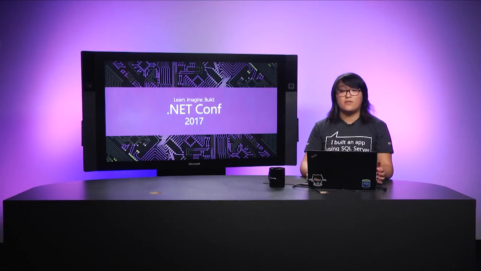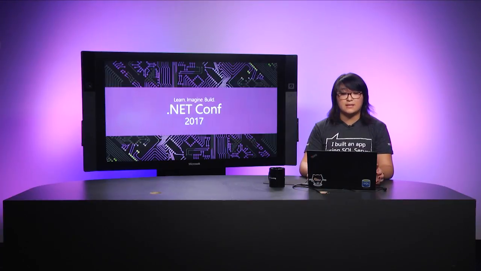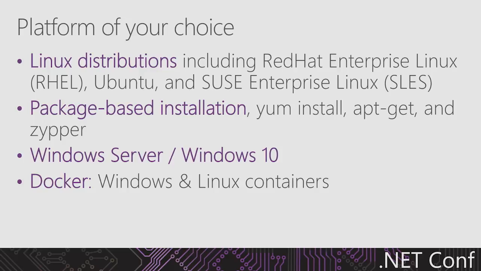Like I mentioned, one of the biggest highlights of the SQL Server 2017 release is the ability to now run on Linux. And we're including support for Red Hat Enterprise Linux, or RHEL for short, Ubuntu, and SUSE Linux Enterprise, or SLES. This is super exciting because this means that you're finally able to run production workloads on Linux.